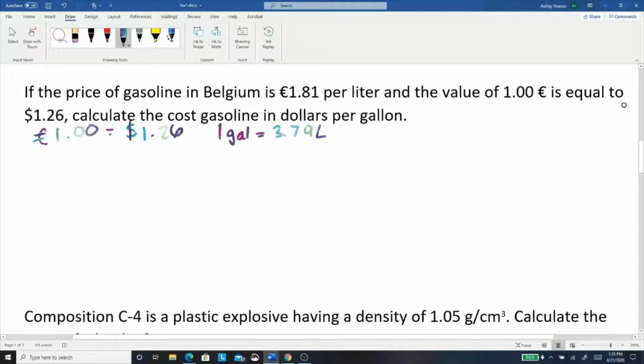So let's go ahead and go with what we're given. We're told €1.81 per 1 liter.